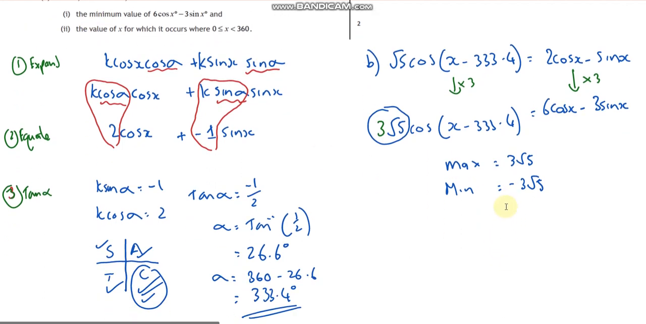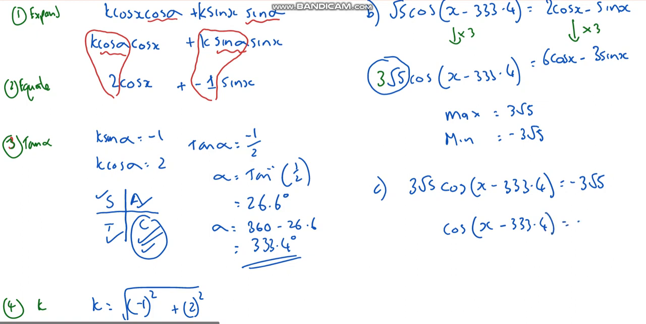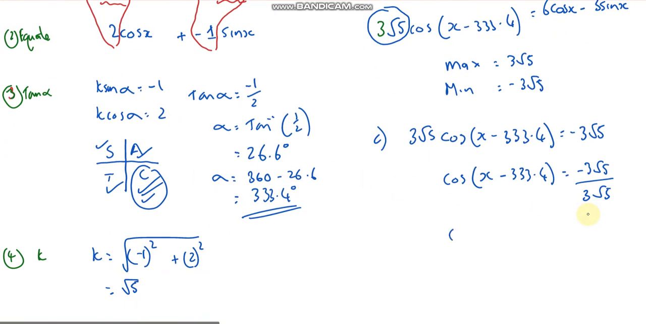And where does that occur? Okay, well, if we take our function, 3 root 5 cos x take away 333.4, this will be part of C now, isn't it? I said, well, when does that equal negative 3 root 5? That's all that question's asking. If we rearrange that, cos of x take away 333.4 is equal to negative 3 root 5 divided by 3 root 5. I'm just going to divide through by this, which means I've got cos of x take away 333.4 equal to negative 1. That makes sense, doesn't it?